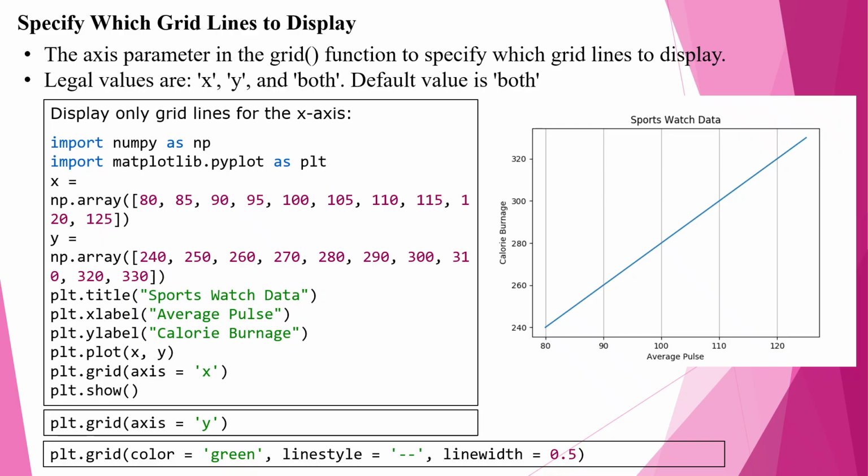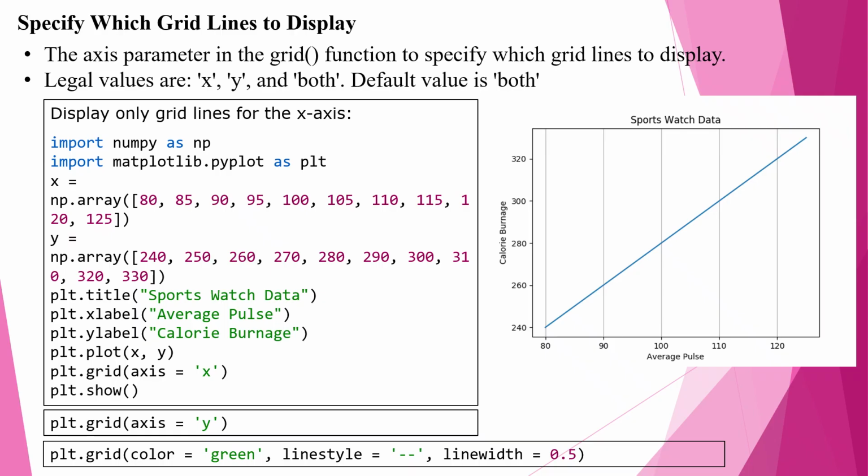The plt.plot function is used to draw the line graph using the given x and y values. The plt.title function sets the title of the plot, while plt.xlabel and plt.ylabel are used to label the x-axis and y-axis respectively, providing context to the data.